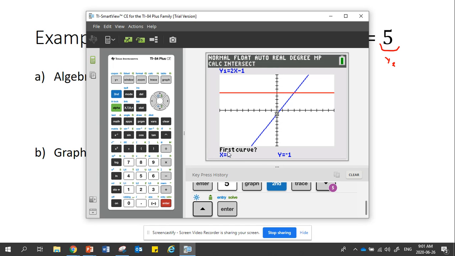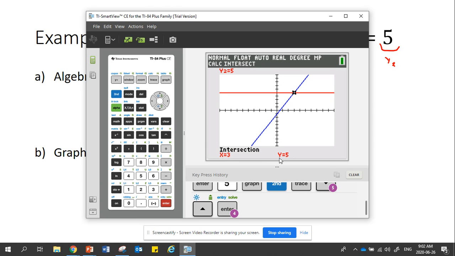The way to do this is, the first curve is this one over here. First curve is y1, so I'm going to press enter. Now it says second curve, y2 equals 5, enter as well. And we want to say guess, so press enter one more time. And what it says is we have x equals 3, y equals 5.